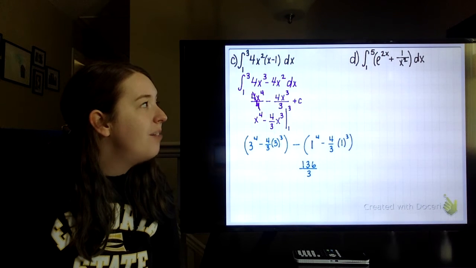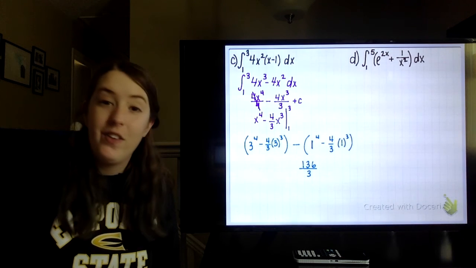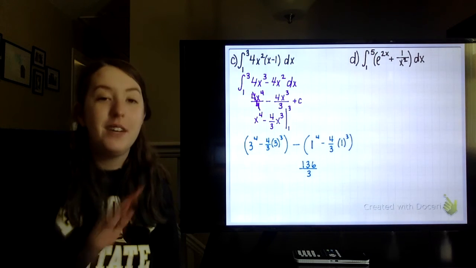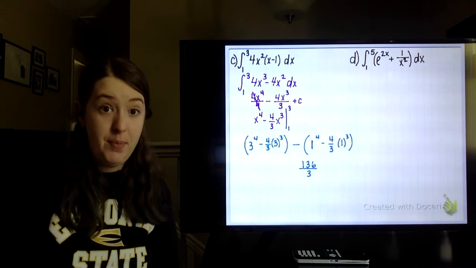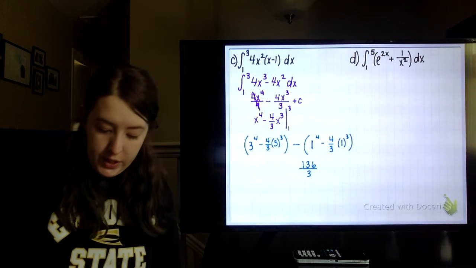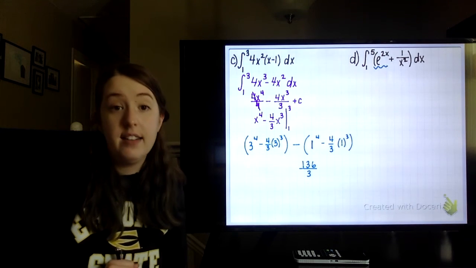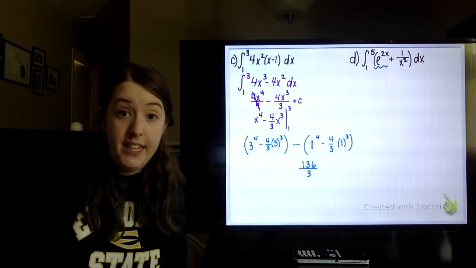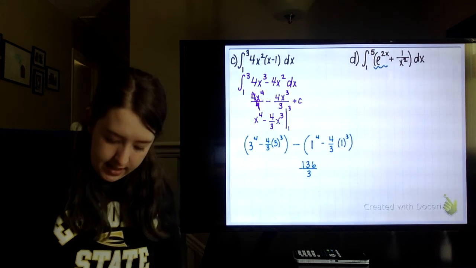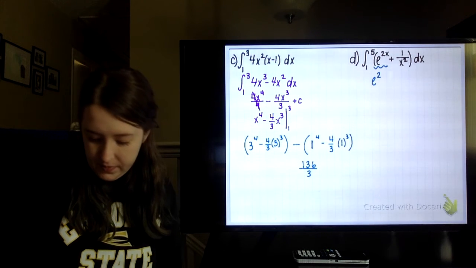So, I have the integral from 1 to 5 of e to the 2x plus 1 over x squared. So we're going to tackle each of these antiderivatives separately. So first we're going to look just at this e to the 2x. So first of all, we have to remember what's the integral of e to the x. That's e to the x. That's going to stay the same.